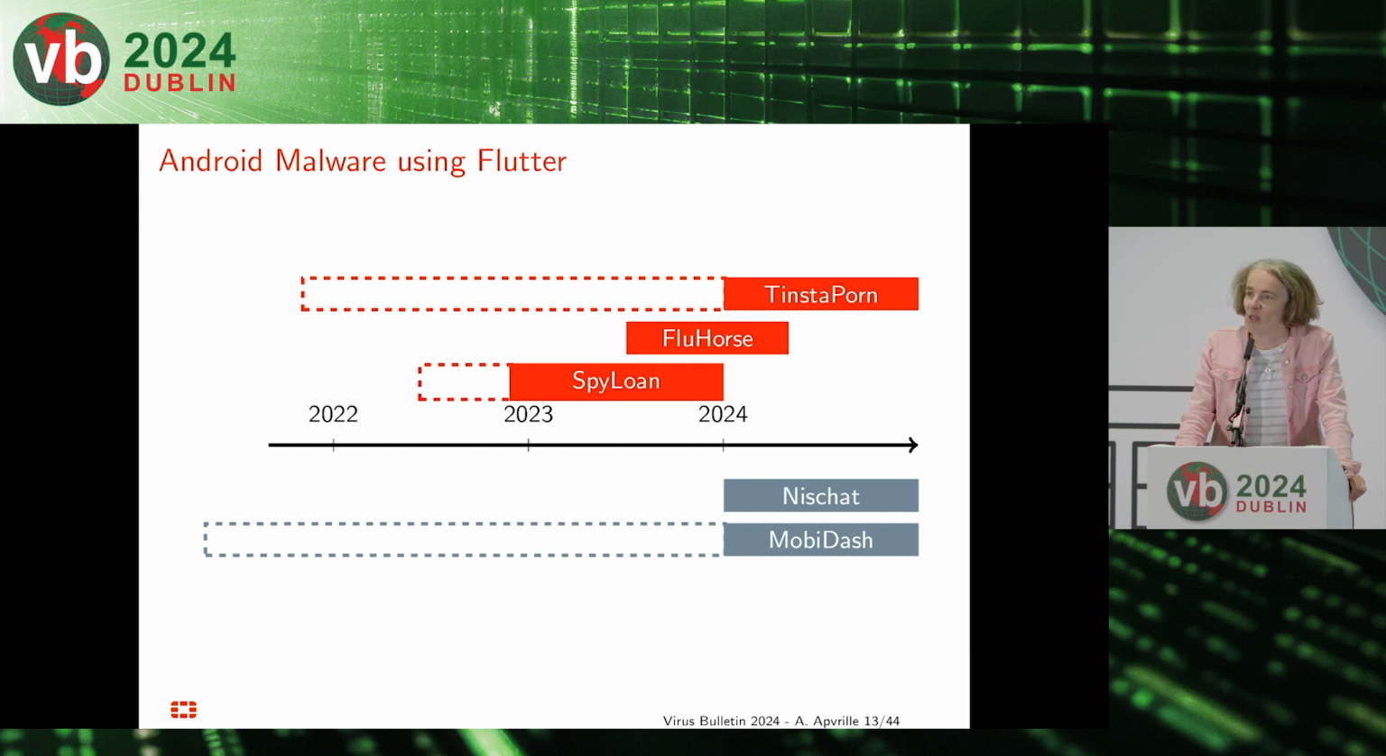The two main families that we have for Flutter malware are SpyLoan and Fluhorse. It all started just a little bit before 2023. The dots there mean that the family started without using Flutter. It was already there, but not using the Flutter framework for its implementation. So you've got those, and we're going to look into those, and the ones in gray are riskware, not malware.